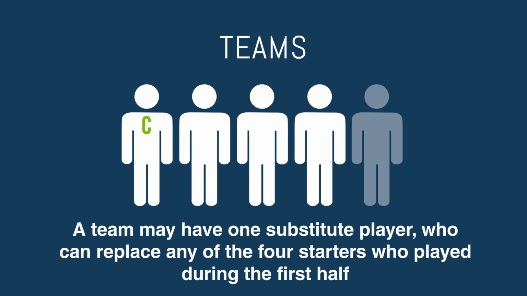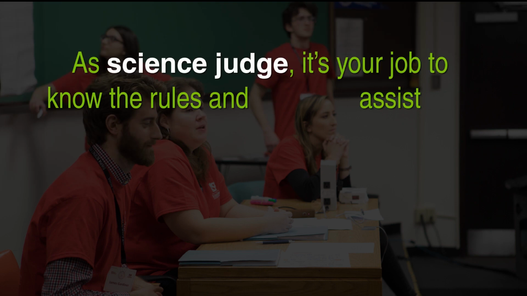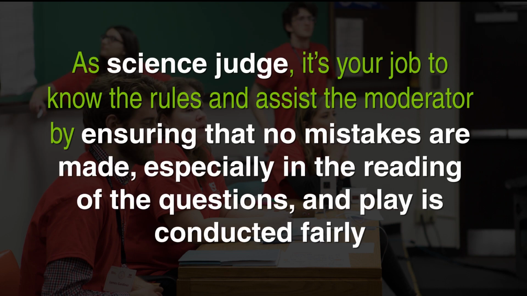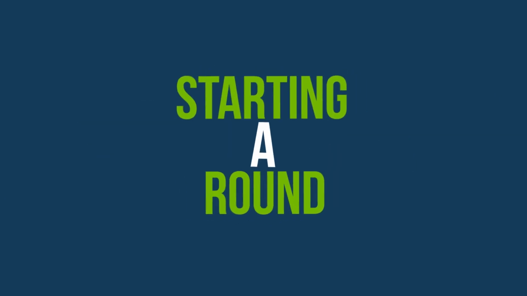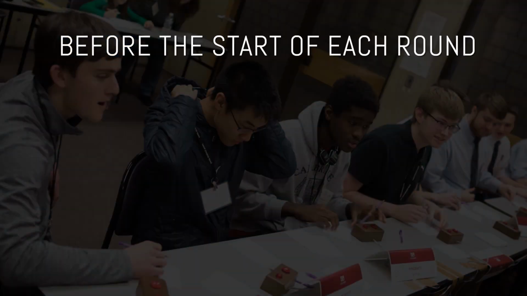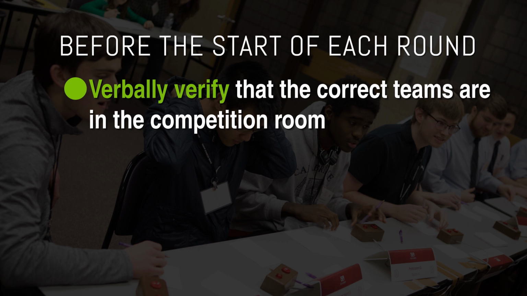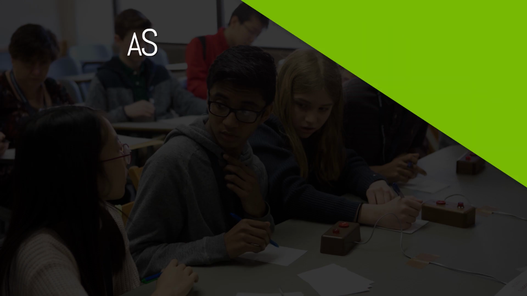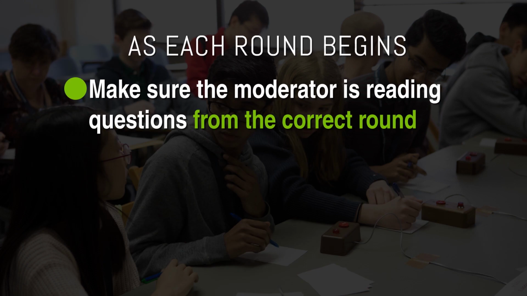As science judge, it's your job to know the rules and assist the moderator by ensuring that no mistakes are made, especially in the reading of the questions, and play is conducted fairly. Before the start of each round, you should verbally verify that the correct teams are in the competition room and that they are sitting in the correct seats. As each round begins, you should make sure the moderator is reading questions from the correct round.